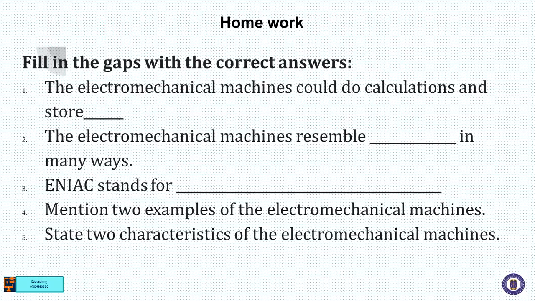The electromechanical machines could do calculations and store dash. That is question number one. Then number two, the electromechanical machines resemble dash in many ways. Then ENIAC stands for dash. Then you have to mention two examples of electromechanical machines that we talked about, and then state two characteristics of the electromechanical machines.